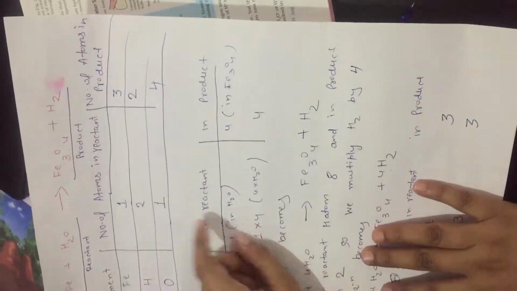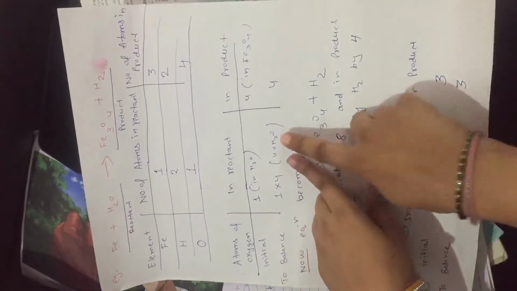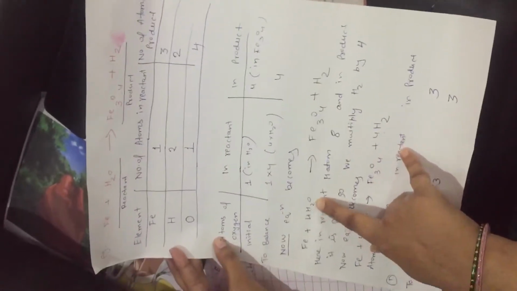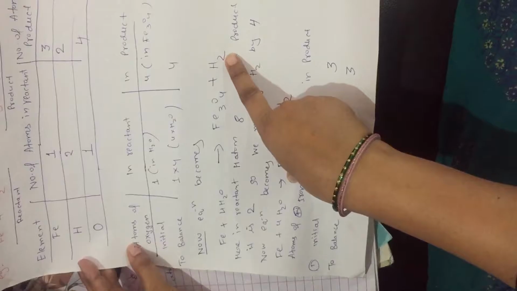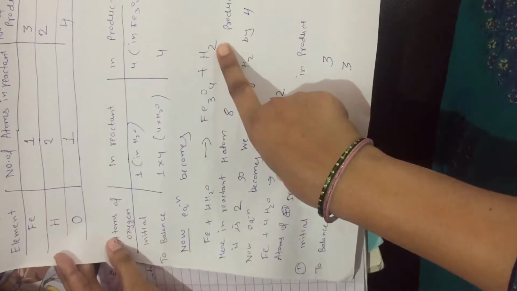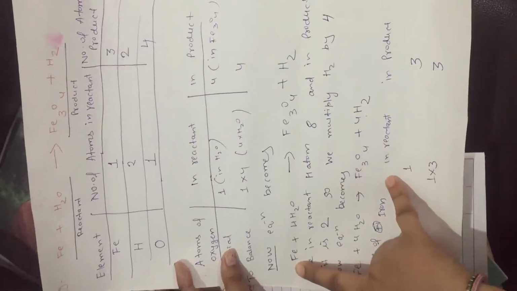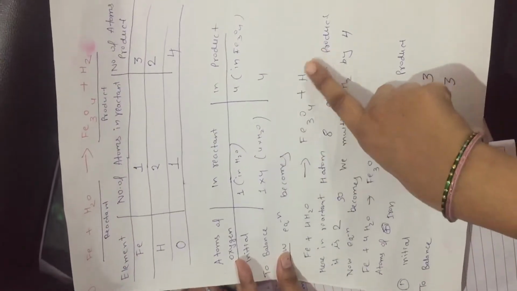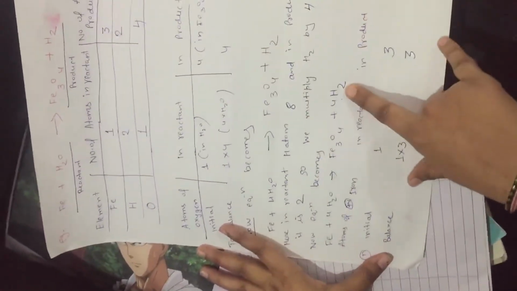Initially in H2O, the oxygen atom is 1, and in Fe3O4 oxygen is 4. So we should multiply H2O by 4 so that we get 4 oxygen atoms. By doing this, we get Fe plus 4H2O gives Fe3O4 plus H2. Now here hydrogen atoms are 4 times 2, which is 8, and here hydrogen is only 2. So we have to balance it, because on the right only hydrogen is 2 and on the left side hydrogen is 8. Fe is 3 and here only 1 Fe. So what we should do is multiply H2 by 4. So Fe plus 4H2O gives Fe3O4 plus 4H2.